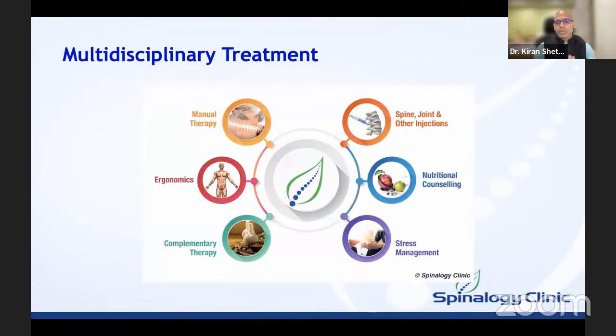So that's what I follow at my clinic, Spinalogy Clinic, where we do multidisciplinary treatment, where we involve different specialists, including, of course, orthopedic and some injections if required, nutritional counseling, stress management, if required, complementary therapies, which can include massage, Ayurveda, ergonomics, which is basically postural therapies, mobilizations, manual therapy, physiotherapy, and all this based on what condition the patient has. And especially those who have psychosomatic problems will need multiple of these treatments and multiple doctors involved in their treatment.